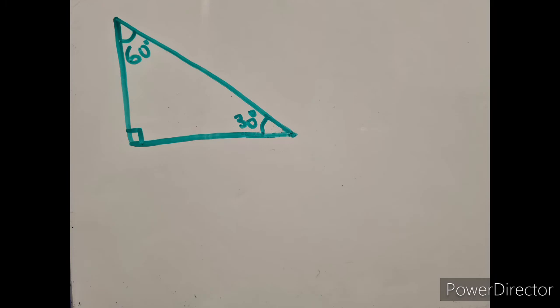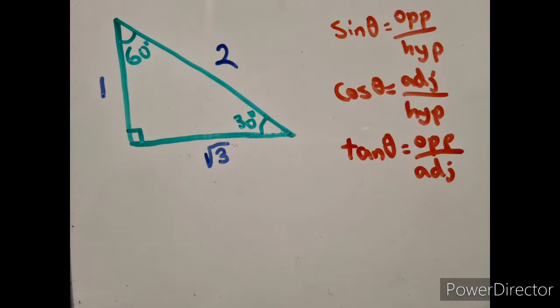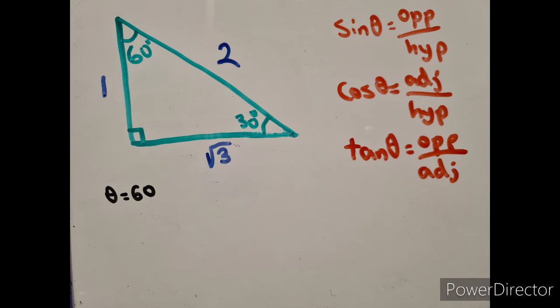Let's draw the second special triangle, which is a right-angled triangle, and the two other angles are 60 degrees and 30 degrees. The sides are in the ratio of 1 to square root of 3 to 2. Let's rewrite the three trigonometry rules, and let's say that theta is equal to 60.